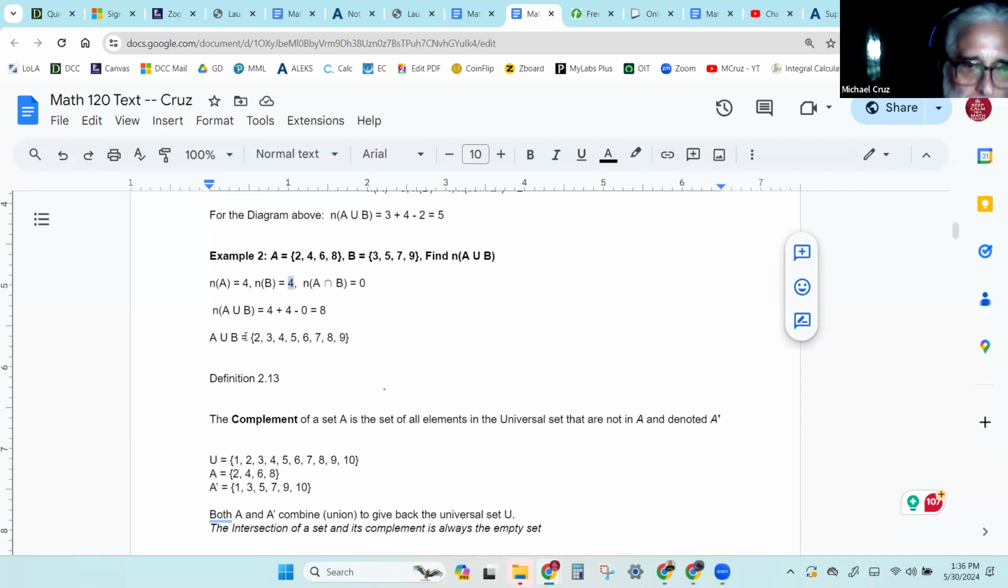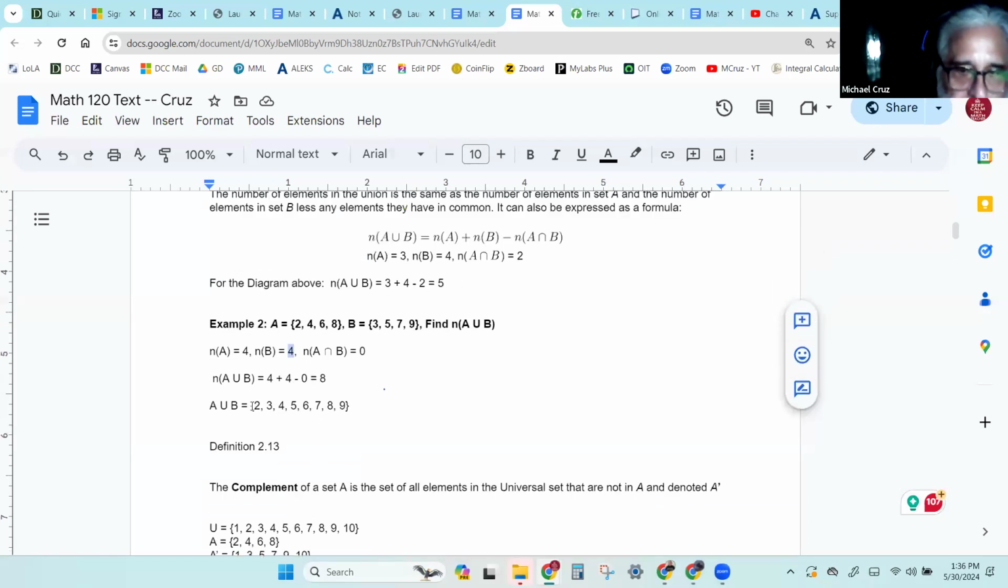So the way we find the number of elements in the union is we add up the number in A, which is 4, plus the number of elements in B, minus the number of elements in the intersection, which is 0. So we don't subtract anything, just 4 plus 4, which is 8. And then you can see if you put these two together, there's no repetitions, there's none to take out. So that's 1, 2, 3, 4, 5, 6, 7, and 8.